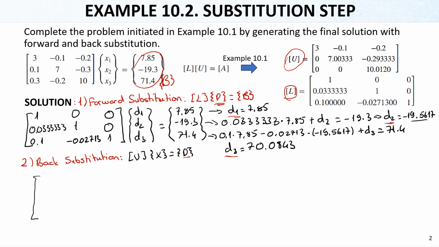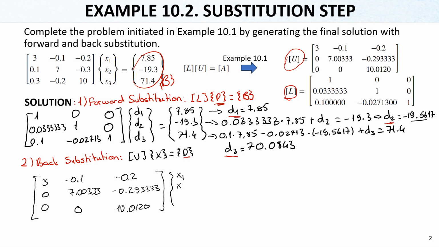Let's write U first. 3, 0, 0, 0.1, 7.00333, 0, minus 0.2, minus 0.293333, and 10.0120. And x's are not known, x1, x2, x3, and these are 7.85, minus 19.5617 and 71.4.